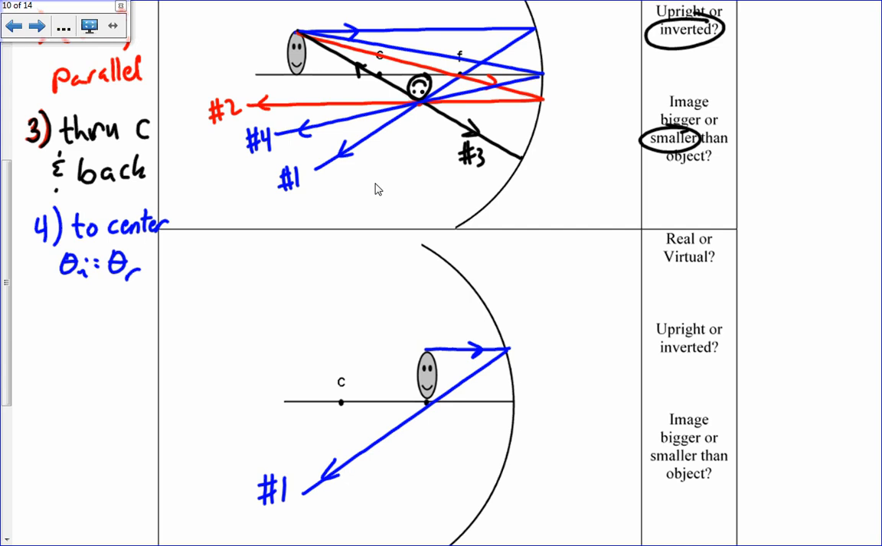I can't draw number 2 because it's sitting at the focal point. So I'm going to do through the center of curvature and back again. That is, I'm going to draw a ray up such that if I were to trace it back, it would go through the center of curvature. So I draw it up, and then it reflects back on itself. This is number 3. And then I can also draw number 4, but it's not really necessary. I see that these 2 rays are parallel.